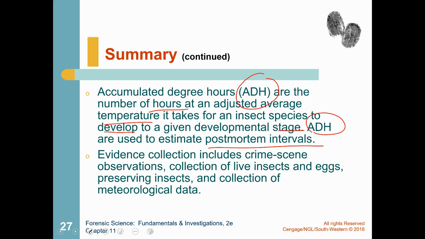And then our evidence collection at the crime scene: they're going to collect live insects and their eggs. They're going to preserve those insects, usually in alcohol, and they're also going to collect that meteorological data, because that's going to help them establish the most important thing they're really looking for here, the post-mortem interval and time of death.